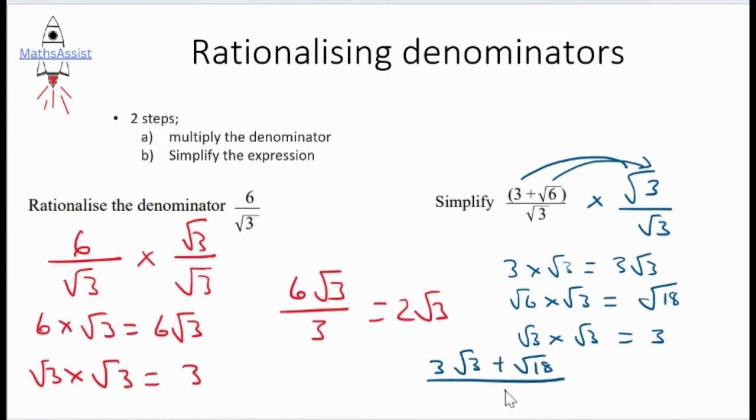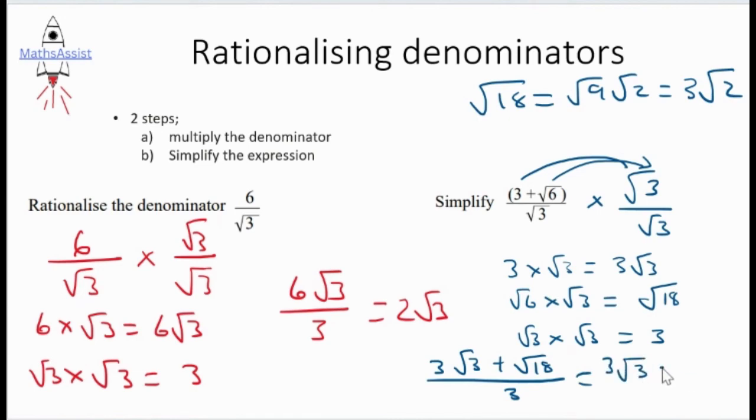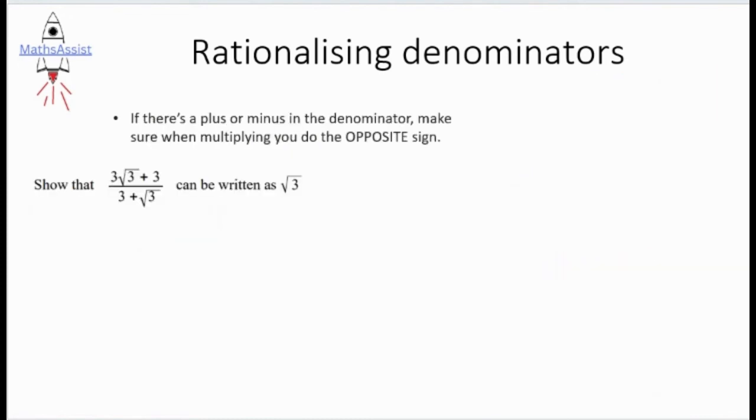Root 18 can be simplified further into root 9 and root 2. We should start to see that root 9 is 3, as we all know, 3 times 3 is 9. So, root 18 can be written as 3 root 2. Hence, we get 3 root 3 plus 3 root 2 over 3. We can simplify further as they all have a 3, so after dividing by 3, we get root 3 plus root 2.